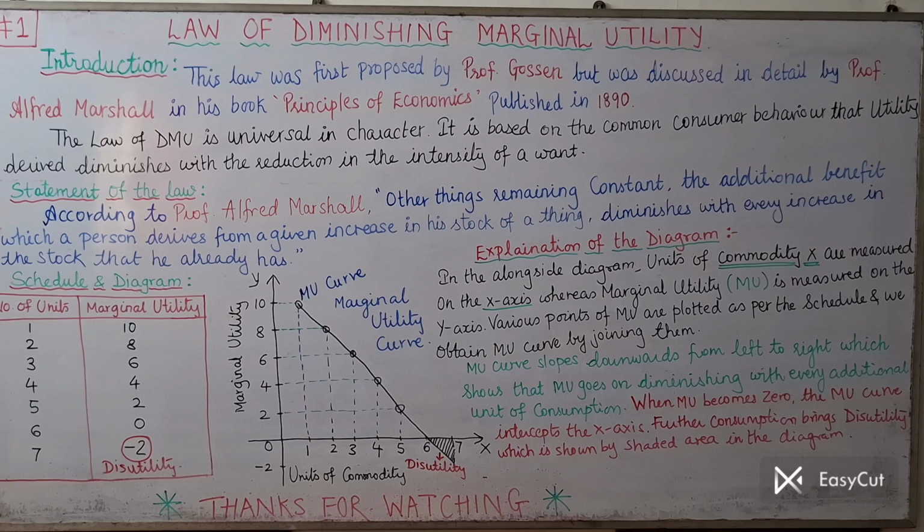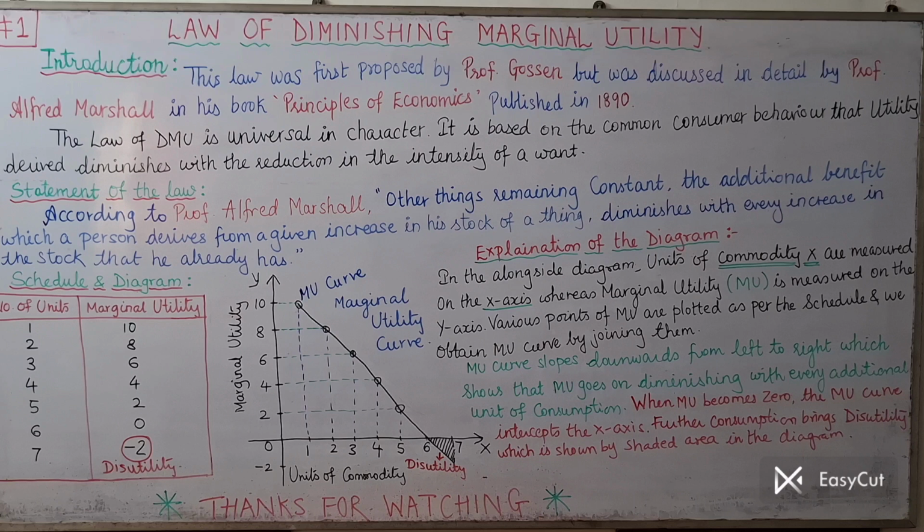Now comes the time for explanation of the diagram. Many students are worried about how to write the explanation. So don't worry, the way we have drawn the diagram, we will write that only. See here, in the alongside diagram, units of commodity X are measured on the x-axis, whereas MU is measured on the y-axis. Various points of MU are plotted as per the schedule and we obtain MU curve by joining them.